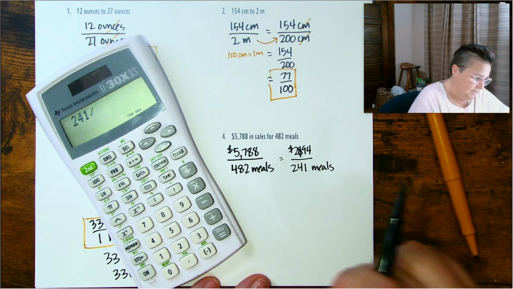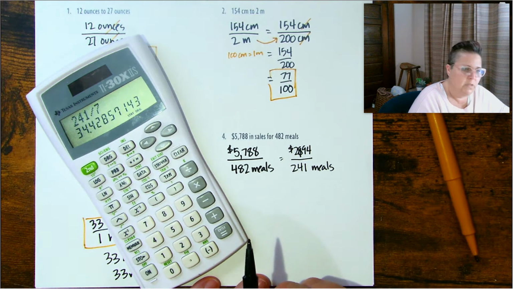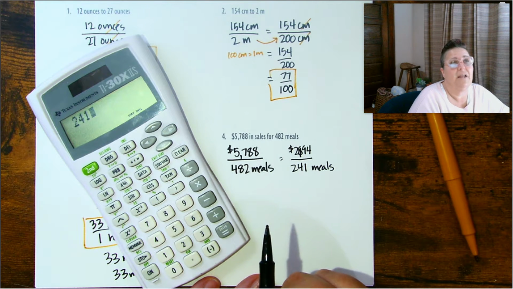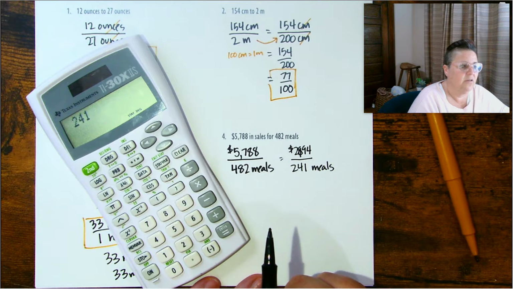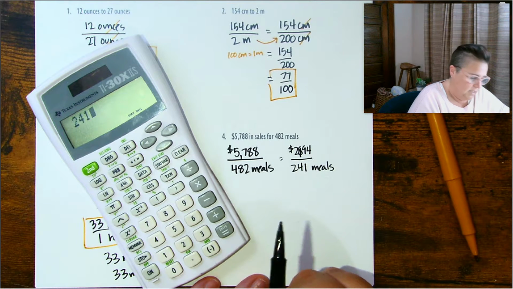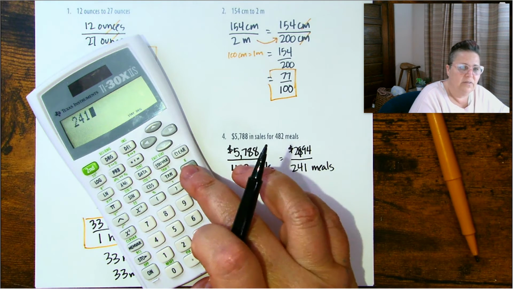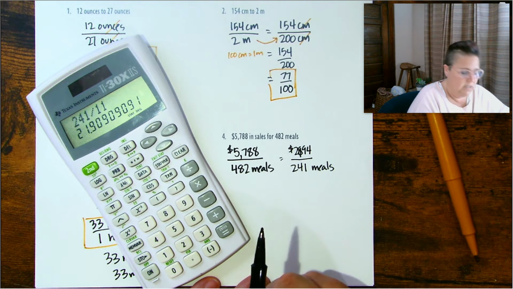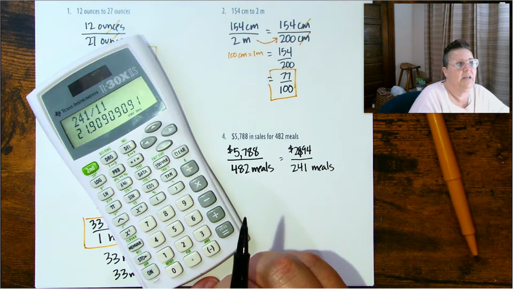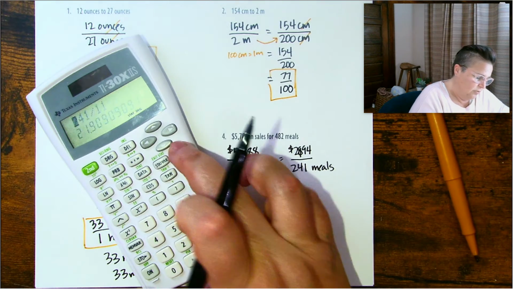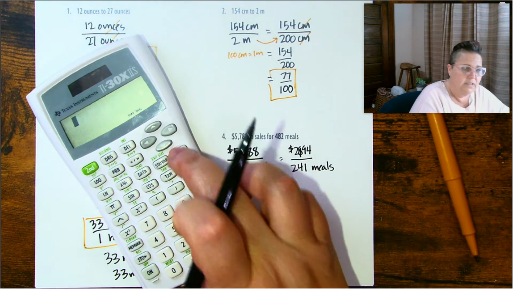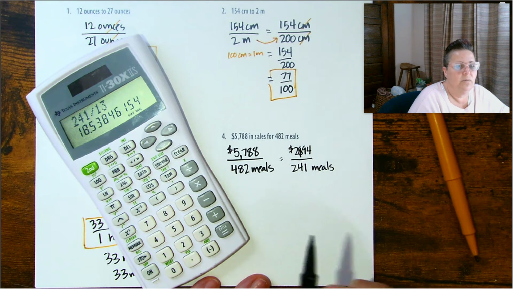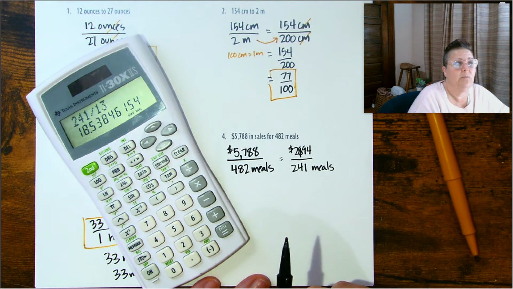So I'm going to jump to 7. Nope. 241 divided by 7. So that knocks out any multiple of 7. 8, 9, 10. I'm going to see. I don't think it's divisible by 11, but we'll try. Nope. Came close, though. So that knocks out any multiple of 11. Let's try 13. What is that? 241 divided by 13. Nope. So that knocks out any multiple of 13.